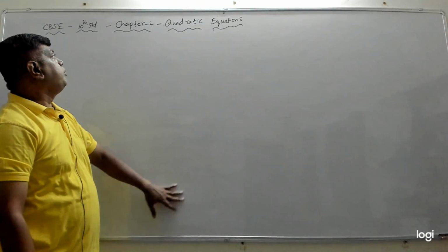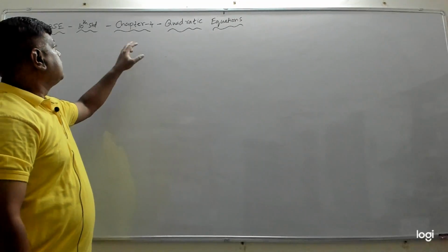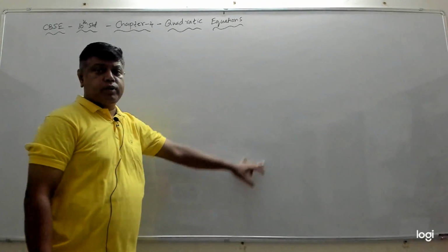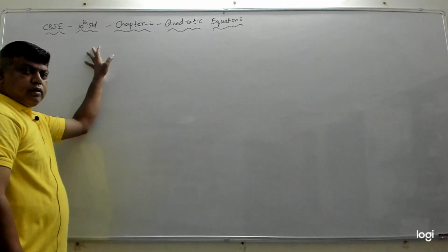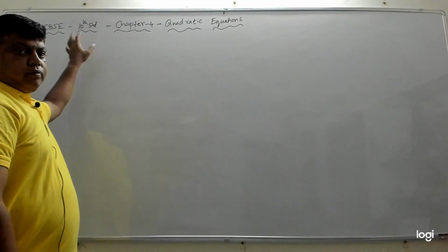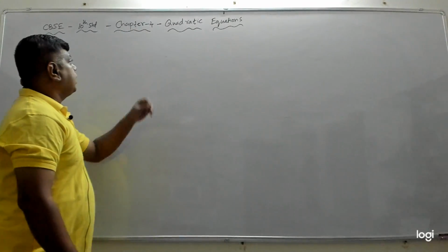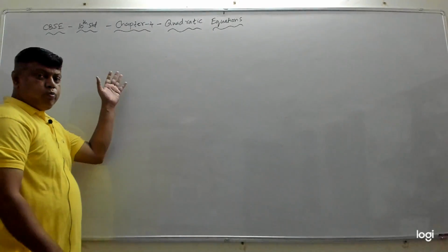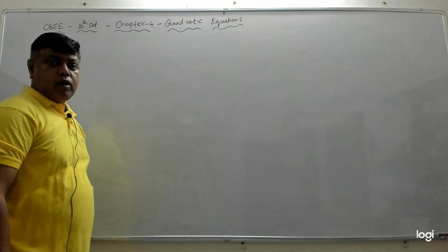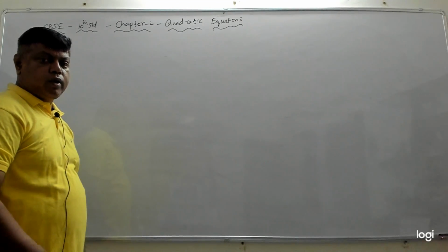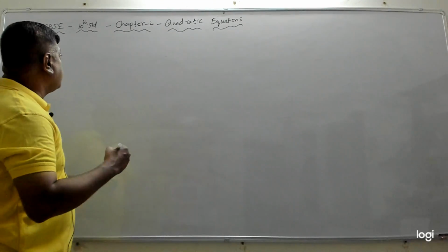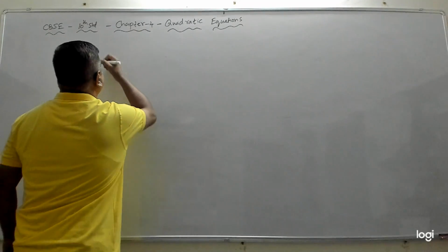In this video, we'll start with chapter 4, Quadratic Equation, from 10th standard CBSE Mathematics. So we will get started with the chapter. Before we understand what a quadratic equation is, we'll try to understand what a quadratic polynomial is, which you would have studied in the polynomials chapter.